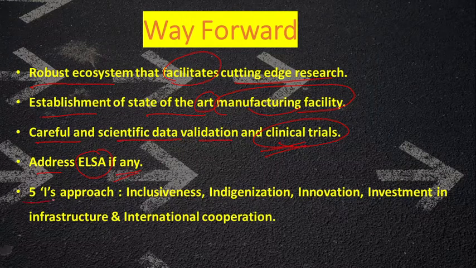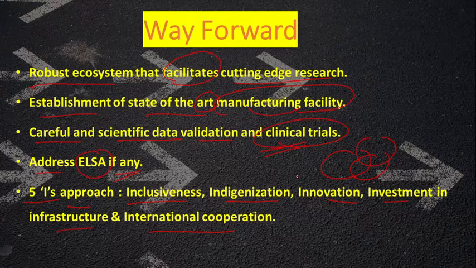And we need to address ethical, legal, and social issues, if there are any. Then there is the 5I approach, which is applicable at various other places as well, but we can use it over here, which is inclusiveness, indigenization, innovation, investment in infrastructure, and international cooperation. So with all these things, we can speed up the process of making the vaccines commercially viable for a large set of population, both in developing as well as developed countries.